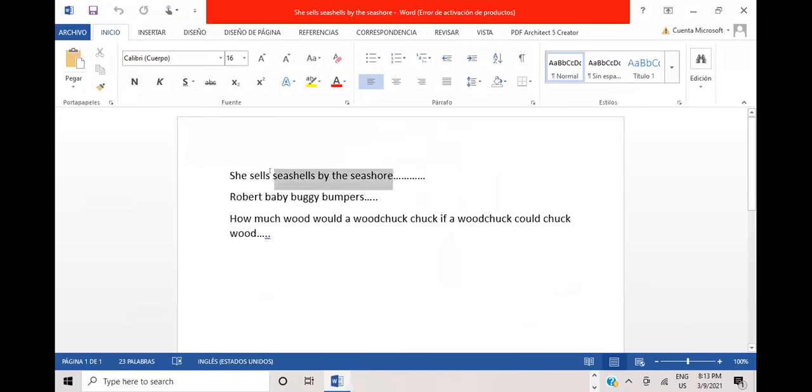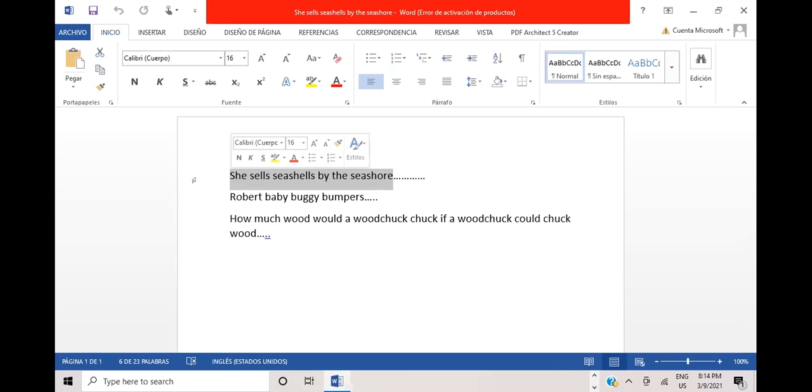Another volunteer to say the first tongue twister? Me. Go ahead, Laura. She sells seashells by the seashore. Very good. And remember, you say them now, you say them tomorrow. And the idea is that as you practice, you increase the velocity. So you say, she sells seashells by the seashore. So you say it fast. But like I said, it takes practice. What about the second one?